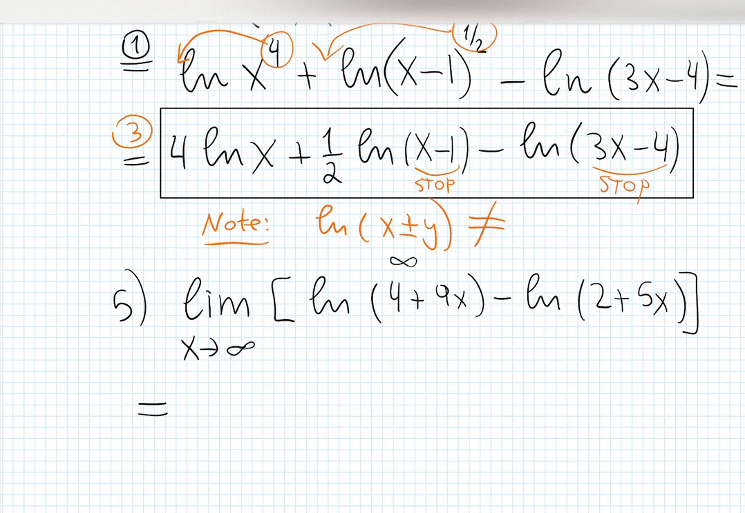Log at infinity is infinity, log at infinity is infinity. You don't know which one is faster. You cannot say infinity minus infinity is 0. Not really. One might be slightly faster than the other, so who knows? Maybe they're the same. Maybe they have the same speed and it's 0, or some kind of ratio.